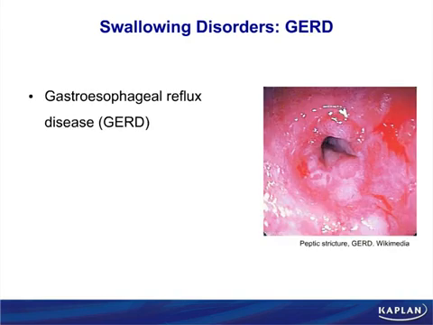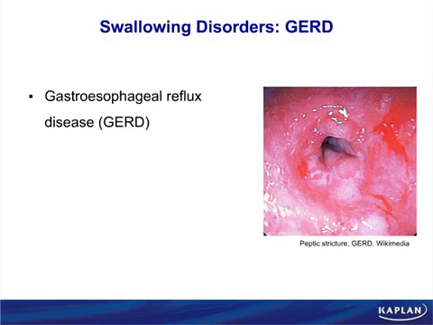Now, if achalasia is a lower esophageal sphincter that is too tight, reflux disease is a lower esophageal sphincter that's too loose. GERD, or gastroesophageal reflux disease, is a sphincter that is abnormally loose, and it gets more loose with nicotine, alcohol, caffeine, and chocolate.